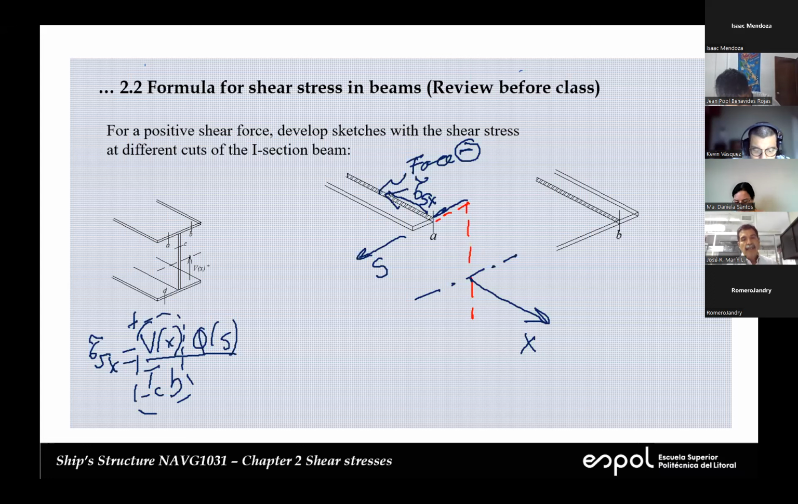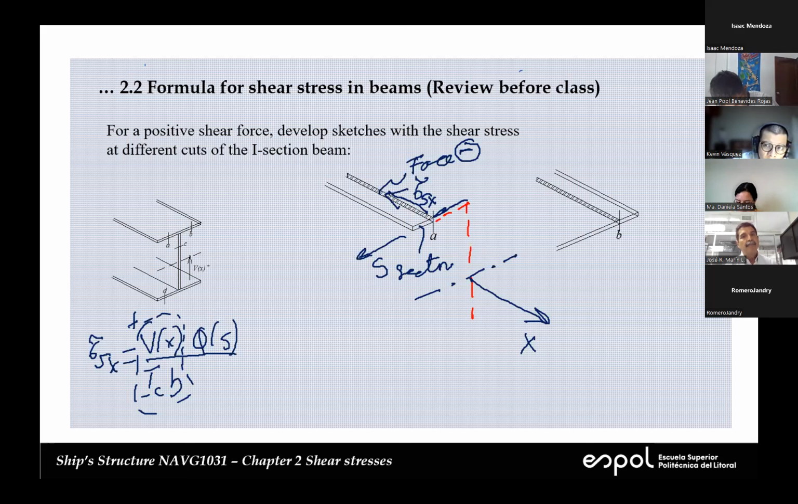because the Y average for this sector is above the neutral axis. So Y average is positive, and in this case, Q is also positive. So all of this will produce a positive tau Sx. So that's the correct shear stress on this cut.